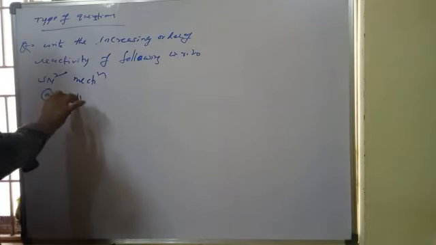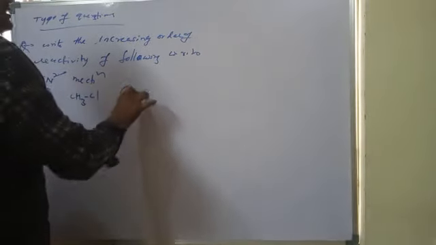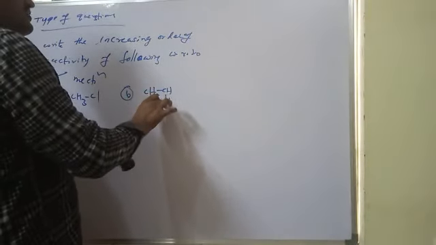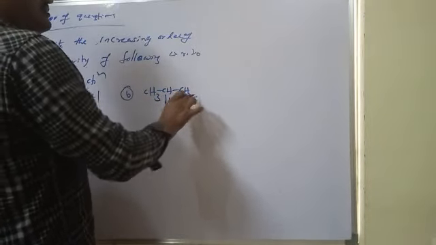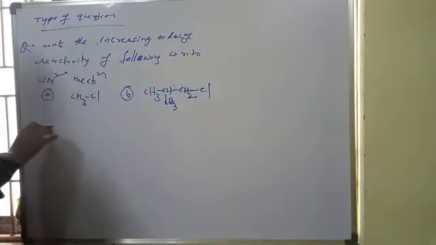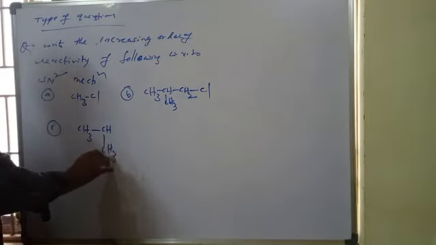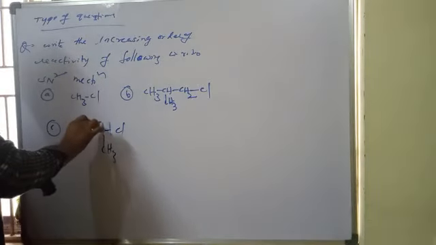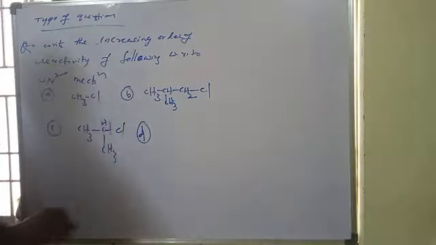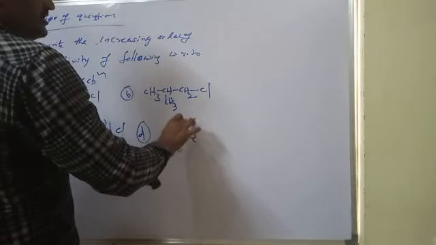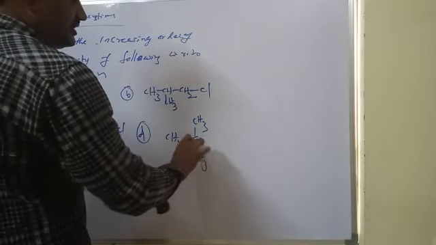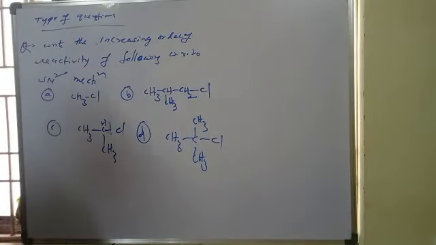Options: A, methyl chloride. Option B, secondary butyl chloride. Option C, propyl chloride. Option D, tertiary butyl chloride. So arrange the order, whether increasing or decreasing, of SN2 reactivity of these reactants.